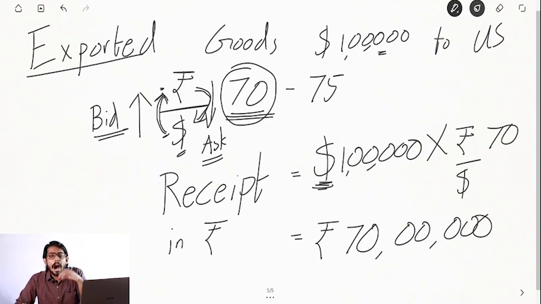Remember the story? Up the bid. Remember the rhyme? Up the bid, down the ask. You are moving up in this quotation. You are moving from dollar to rupee. Up the bid. If you are moving down, rupee to dollar, down the ask. Okay, this is one of the shortcuts.